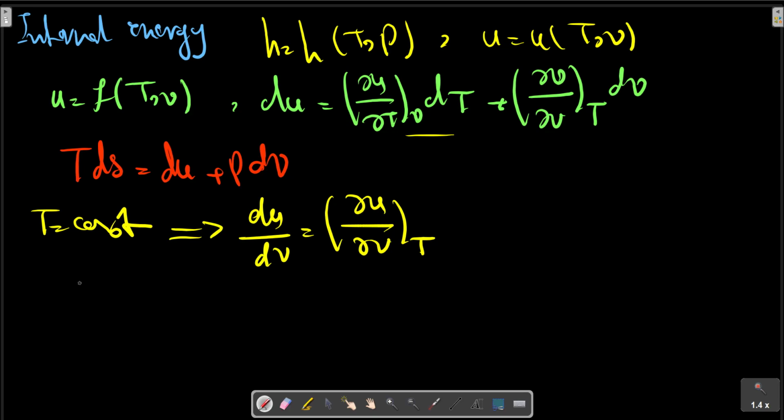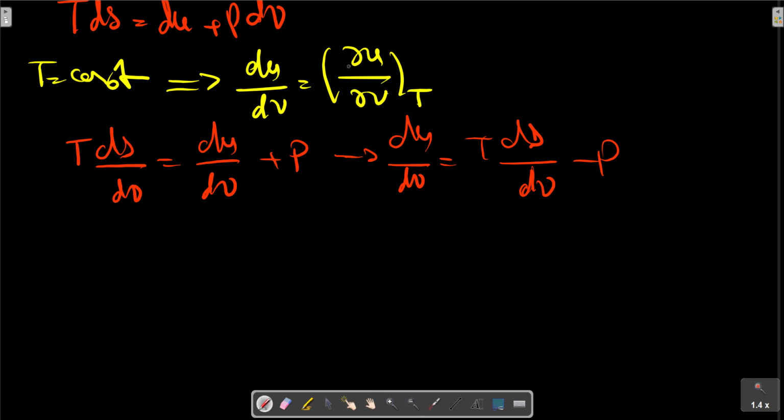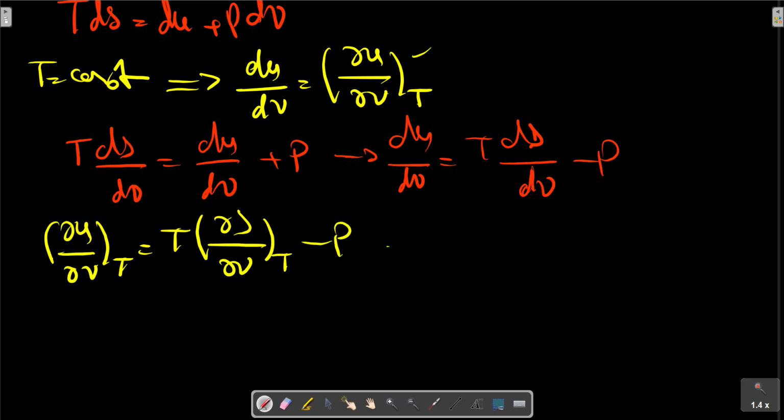From the second relation, we have TdS on dV equals dU on dV plus P. So dU on dV equals TdS on dV minus P. Or we can write ∂U/∂V at T constant equals T ∂S/∂V at T constant minus P, from the table of Maxwell relations.